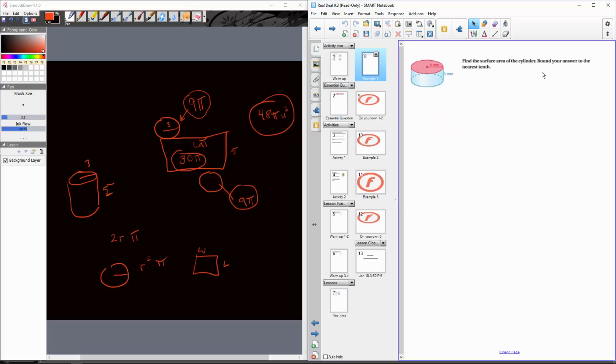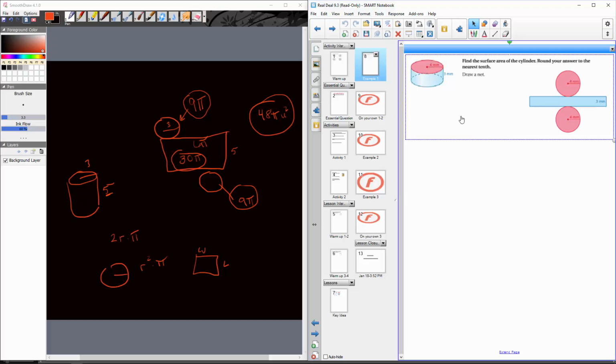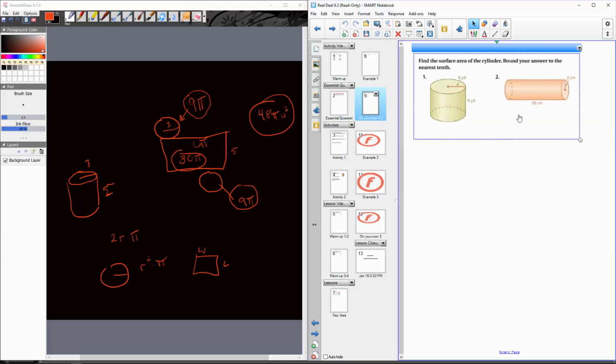So here are a few more examples for you. Give this a try and find it to your nearest tenth. So you draw your net, and your answer will be 175.8 units or millimeters squared. A few more for you. Give these a try, pause the video, and your answers are right here.